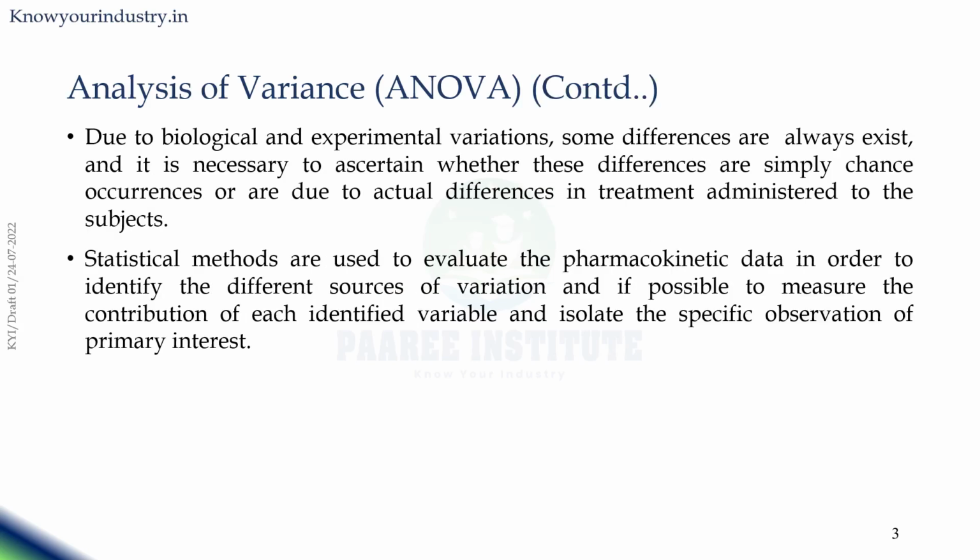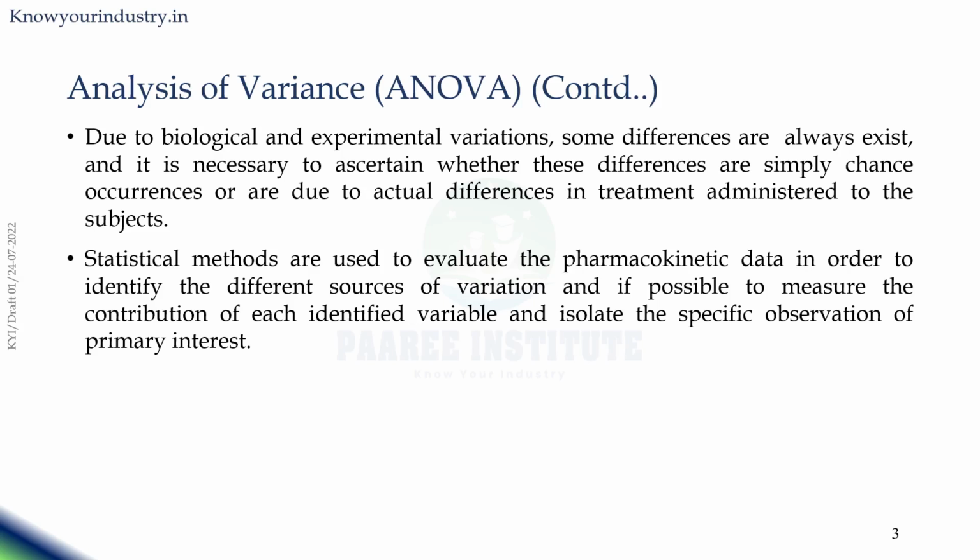Why is ANOVA required? Due to biological and experimental variations, some differences always exist, and it is necessary to ascertain whether these differences are simply chance occurrences or due to actual differences in the treatment administered to the subjects. It means determining whether the errors are happening by chance, or whether they are due to the actual treatments administered to the subjects in the clinical trial or bioequivalence study.